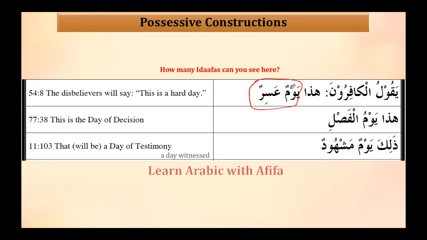Why? Many clues. It has a tanween. It cannot be idafa. The first term cannot have tanween, and the second term has to be majroor, and it's not. So there's no way this is an idafa. What is this? This is asirun, just an adjective describing the day. We will talk about adjectives in a future lesson, but the adjective matches the word that it's describing. So this is a hard day.